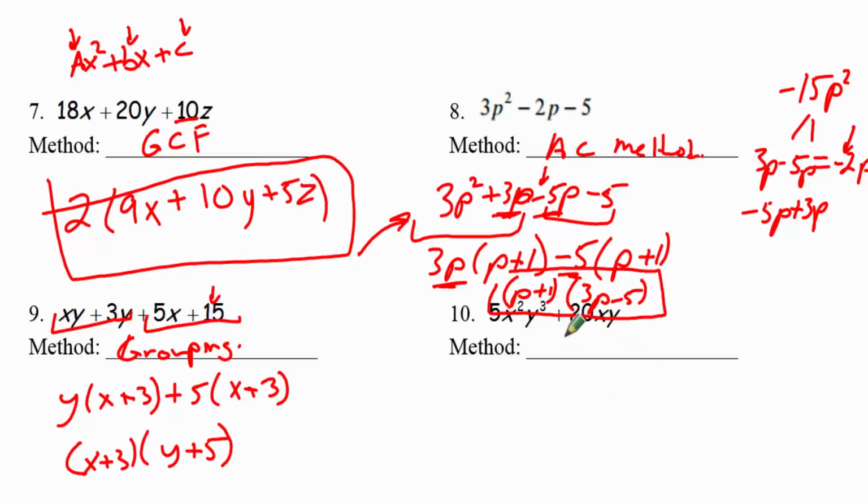All right, I'm going to skip 10, but it's a GCF. I'm going to just write down the answer just so you can see it. To get a 5xy leaves you with xy squared plus 4. Make sure you get that before moving on, and I'll do one more AC method.